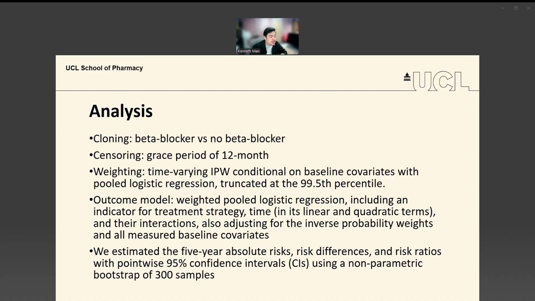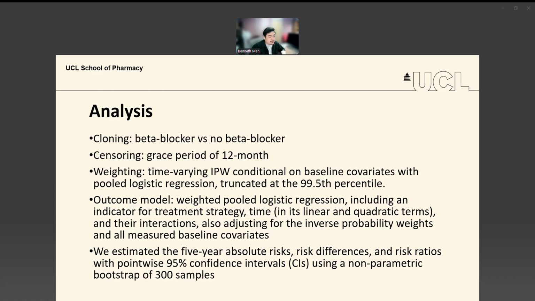And we built the outcome model with a weighted pooled logistic regression with the censoring weights, including an indicator of the treatment strategy, the time with its linear and quadratic terms, and the interaction of the time and the treatment strategy term, so as to relax the proportionality assumption for the survival model. We also adjust for the inverse probability weights and all measured baseline covariates to get doubly robust estimates in our outcome model.